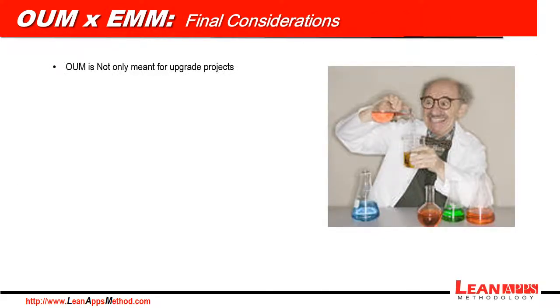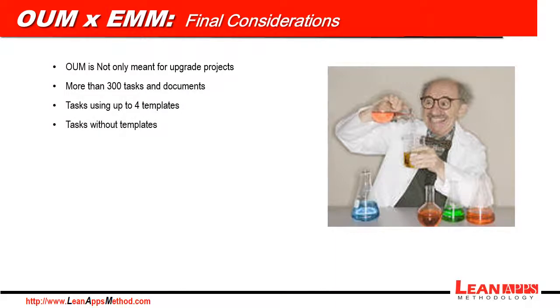it's also meant for implementation and other project life cycles. It has more than 300 tasks and documents. 86 of those tasks repeat themselves amongst the phases. We have tasks using up to 4 templates and tasks with no templates at all. That's why it seems confusing, and we have a lot of redundant information in different templates using different notations. Some templates are not well formatted or hard to use and therefore bring low value to your project.